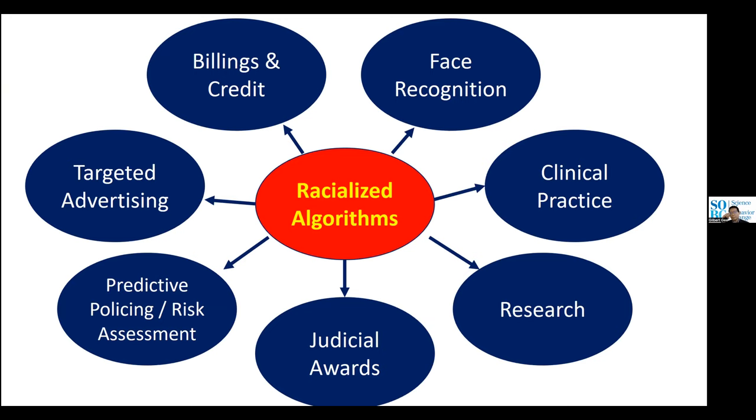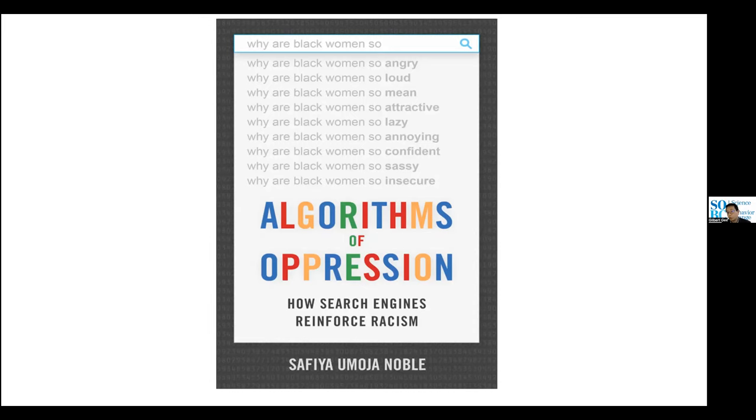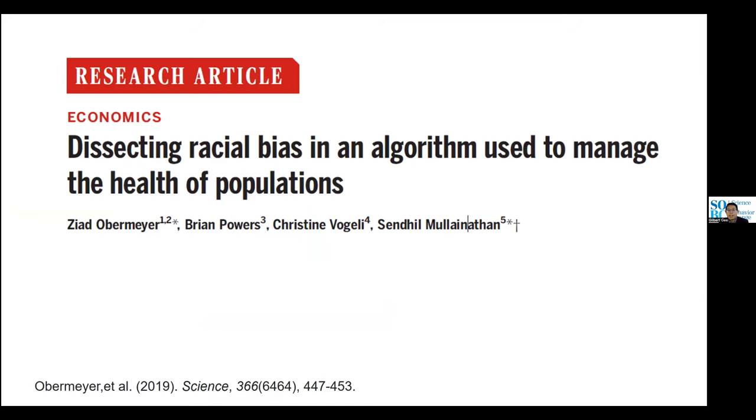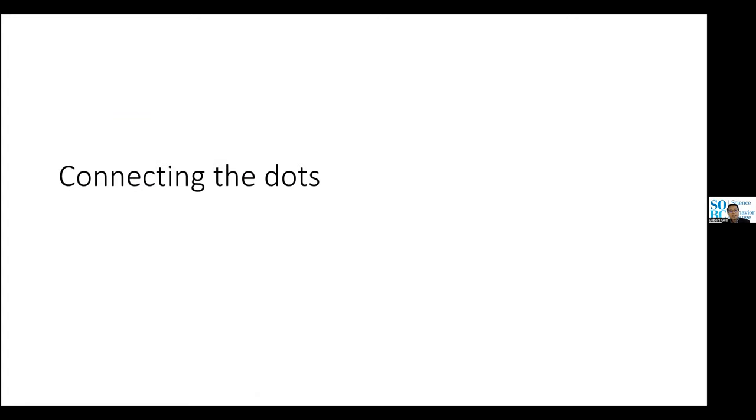These correction factors abound not only in research and medicine, but they're everywhere. They're in targeted advertising, judicial awards, and we'll talk about that, face recognition technology, and so forth. And I would draw your attention to Sophia Noble's book, Algorithms of Oppression. A couple of months ago, to give you an example of this, I went to Google Images and I wrote down the word professor, and this is what got returned, right? The images of who a professor is don't mirror many of the people probably on this webinar, right? And in fact, other research is showing that these algorithms are showing up everywhere, including in the billing systems of HMOs and so forth. And I would draw your attention to this really great paper by Obermeier published in Science a few years ago.